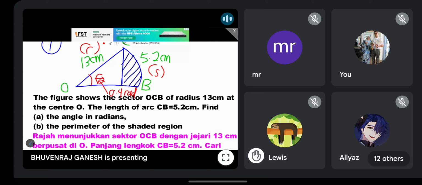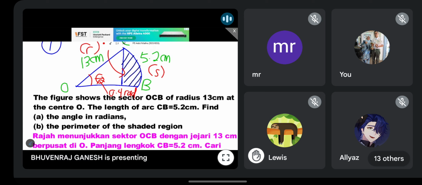Anyone? Cuba komen. Kita guna apa kat sini? Let's say lah, untuk dapat panjang ni. To get this length. Macam mana saya boleh dapat panjang ni? Jejari dia sama sahaja. Okay, it's the same.